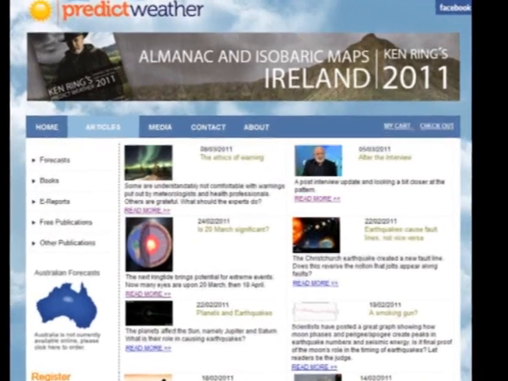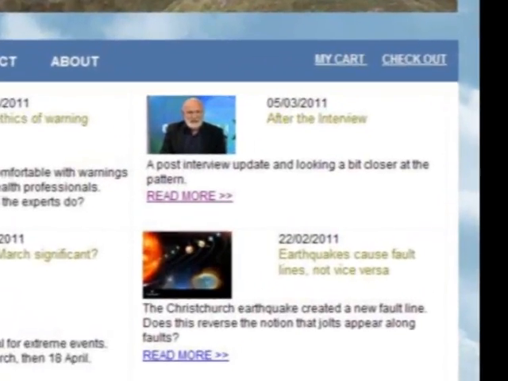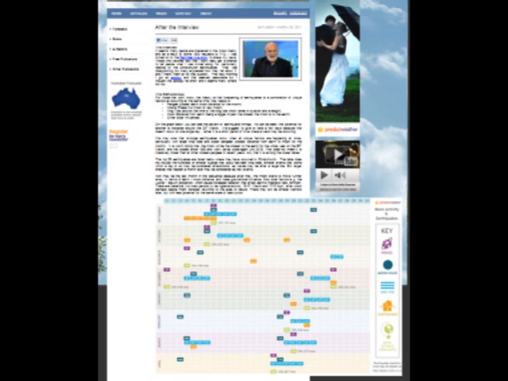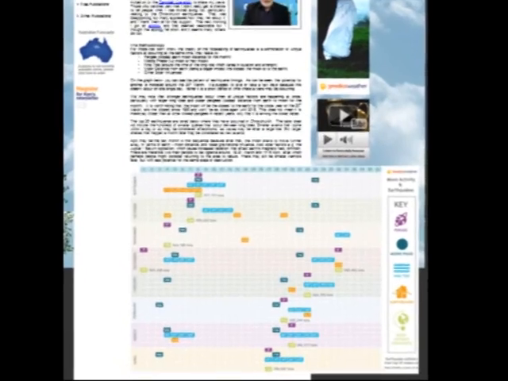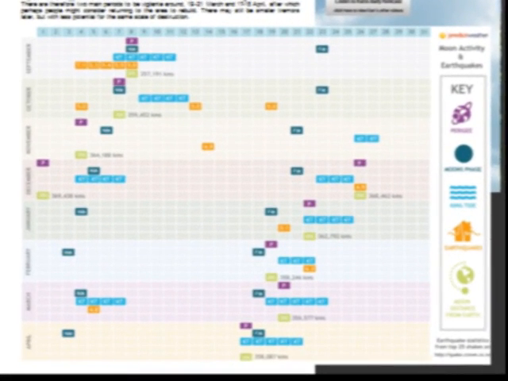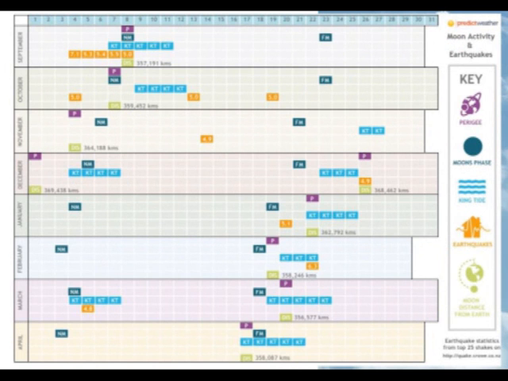Let's have a closer look at Ken Ring's article after the interview. In this article, Mr. Ring has one of his forecasting charts, which covers from September last year through to April 2011. Here's a clearer view of the chart.